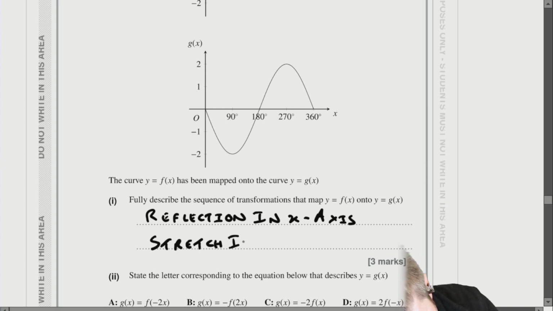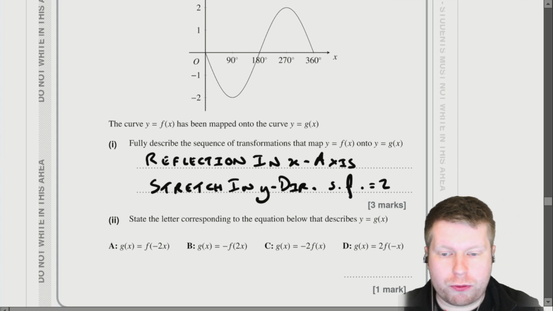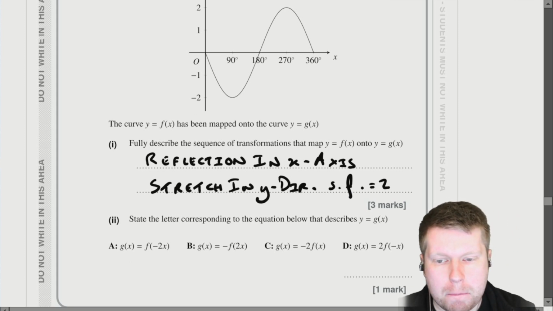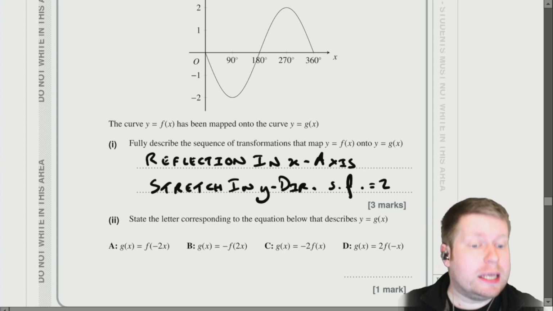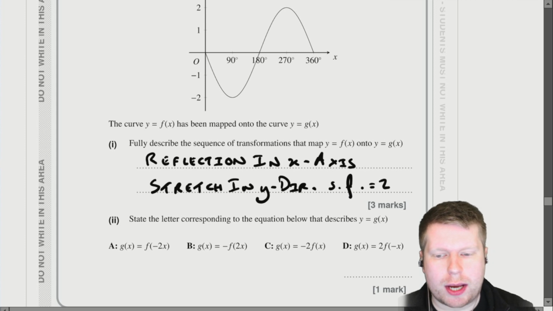So stretch in y direction, I'm just going to type y dir for short, and then scale factor equals 2. Okay, so 1 mark for reflection or stretch. So if you identified either of those, you've got 1 mark. Another mark if you got at least 1 correct, and then the full 3 marks is if you got both of these transformations correct. Okay.